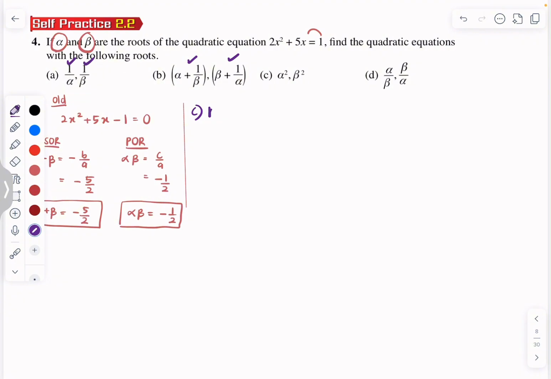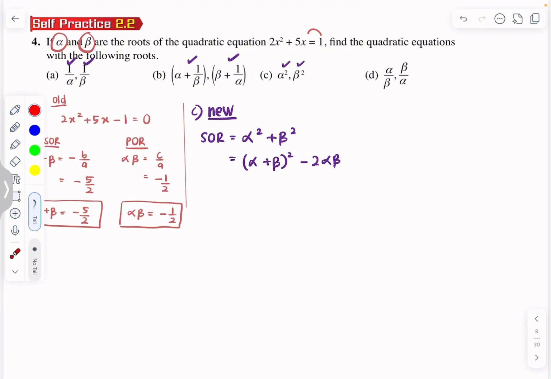Our new roots are alpha square and beta square. So the sum of roots will be alpha square plus beta square. Okay, this is a tricky question. When you add alpha square and beta square, we will get alpha plus beta square minus 2 alpha beta. I'll tell you why. If you don't understand, basically you can just memorize this one. This is quite a common question. They like to ask this.